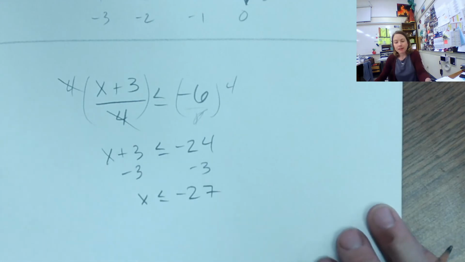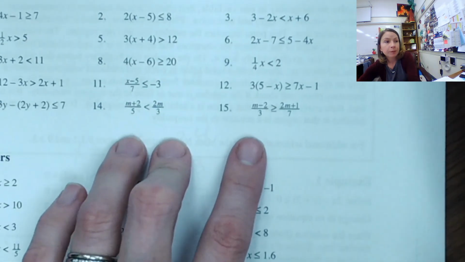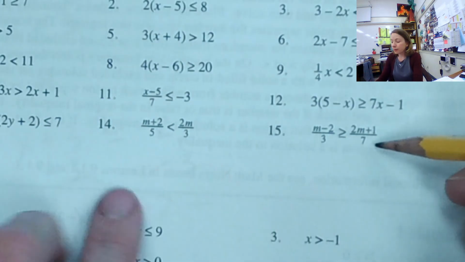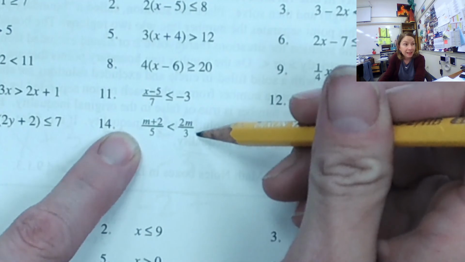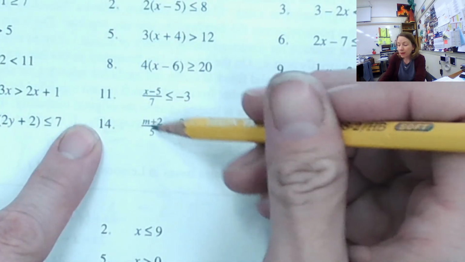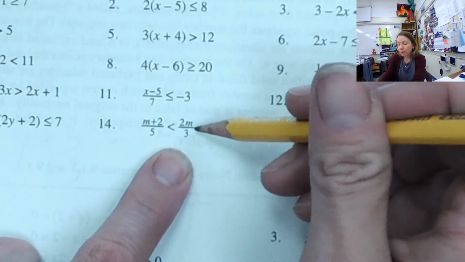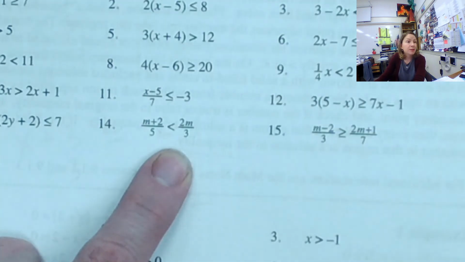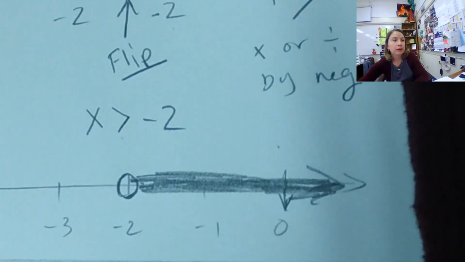Same thing with, like, if you look at number 14 and 15. Let me zoom in here for you. Number 14 and 15, all that you would have to do is multiply by, in this case, 15, right? Your 5 would cancel here, so you'd have to distribute a 3 through. Your 3 would cancel here, so you'd have 2m times 5, okay? Remember, if you have any questions or you need any more help, let me know.